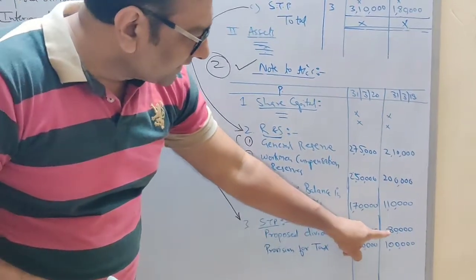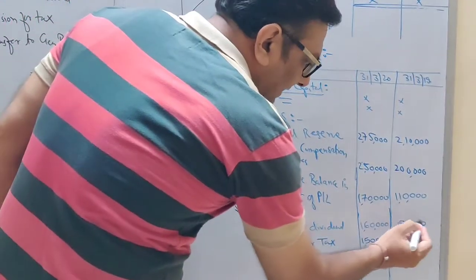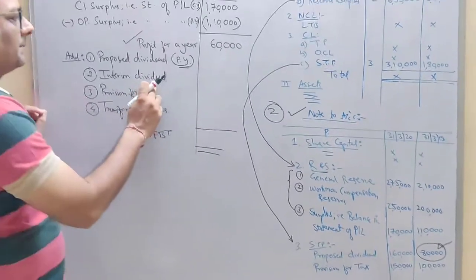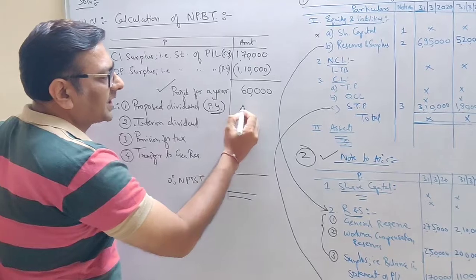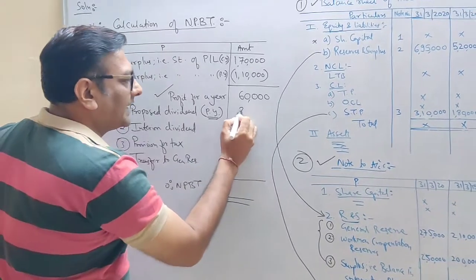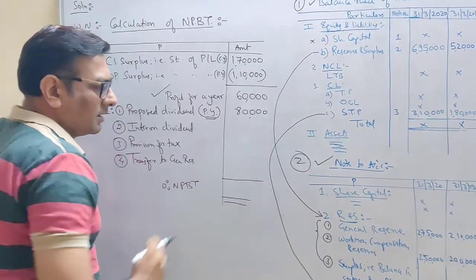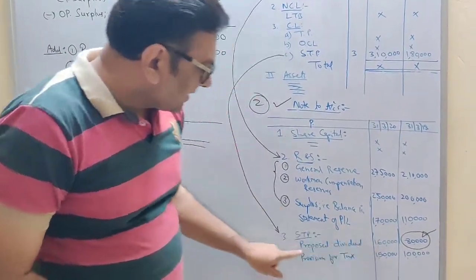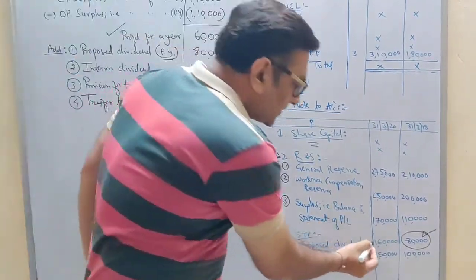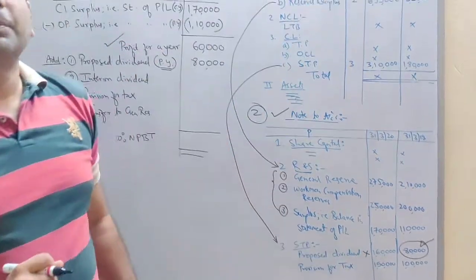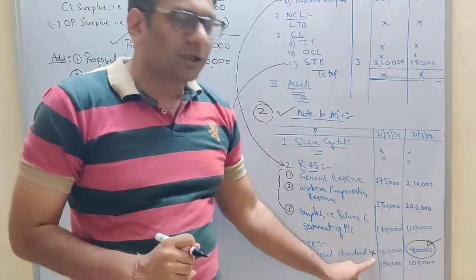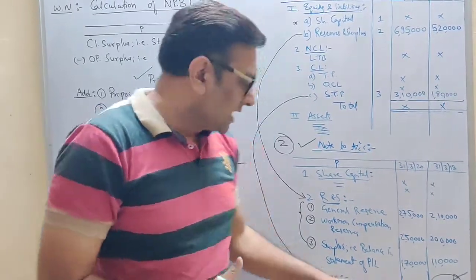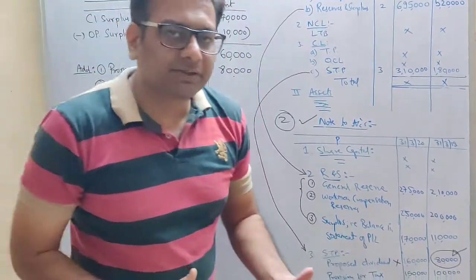Now proposed dividend for the previous year, 80,000, we consider for the calculation of NPBT. So we always take the previous year's amount, that is 80,000. Why are we not taking the current year proposed dividend? Because it is still awaiting approval, so we never take the current year's proposed dividend. It is still under approval of shareholders. Until and unless we receive approval from shareholders, we don't consider this. Am I clear with this?